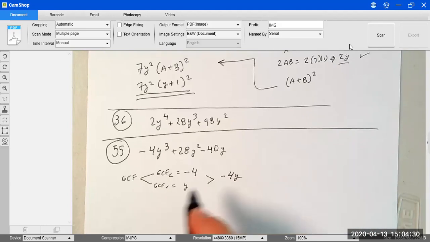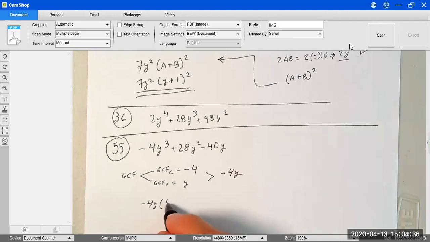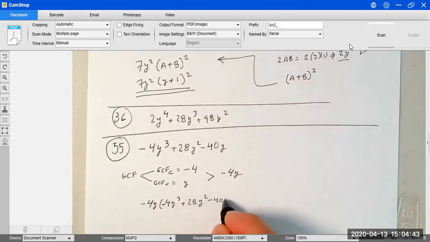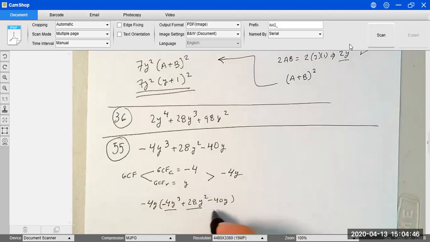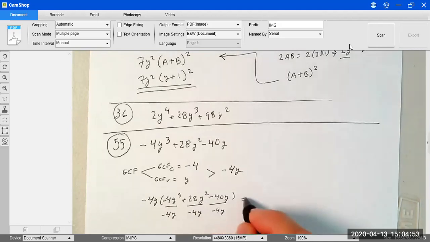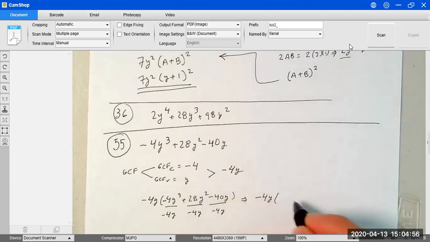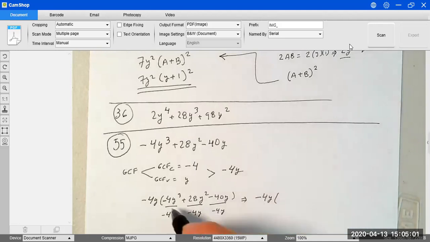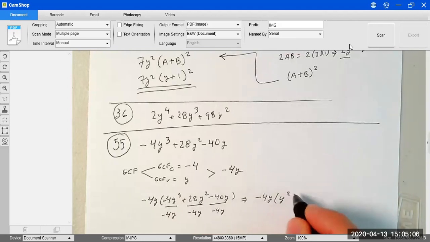So now I'm going to write my greatest common factor, a big parenthesis, and inside of the big parenthesis I'm going to write my original trinomial, and then I'm going to divide every term of this trinomial by the greatest common factor, negative 4y, in the three cases. Then I'm going to keep my greatest common factor outside, and I'm going to simplify the different fractions. So I have negative 4 over negative 4 is just 1, y cubed over y is just y squared.